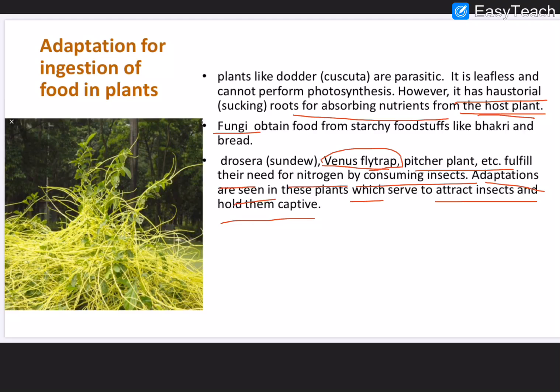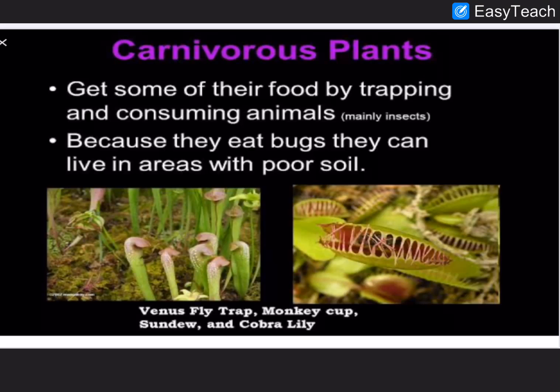So these are two important plants. Pitcher plant and Venus flytrap, they consume the insects. By attracting the insects, they consume them and get their nitrogen. So we are discussing the carnivorous plants. Carnivorous plants means they get their food by trapping and consuming animals, mainly insects. Small insects, they attract them and consume those animals.